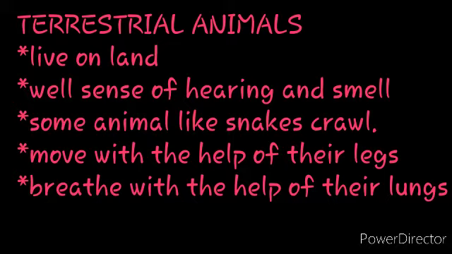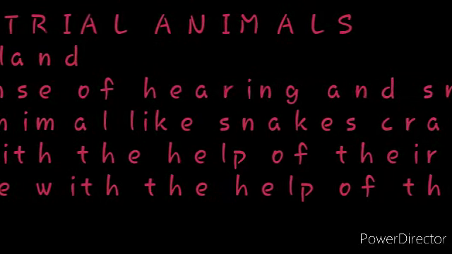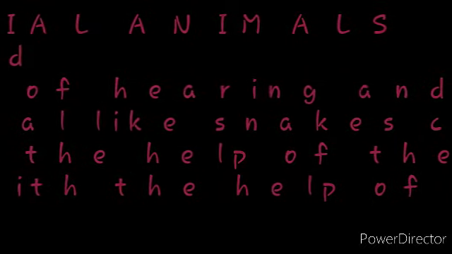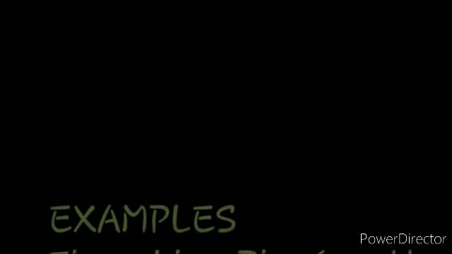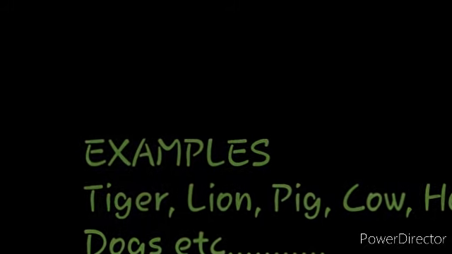For example, they have a well-developed sense of hearing and smell, which allows them to hunt for food and protect themselves from danger. Their legs help them to move, but there are some animals such as snakes that do not have legs. They crawl along the ground. Wild animals such as tigers, elephants, and bears are some examples of terrestrial animals. Domestic animals such as horses, cows, pigs, and dogs are also examples of terrestrial animals.